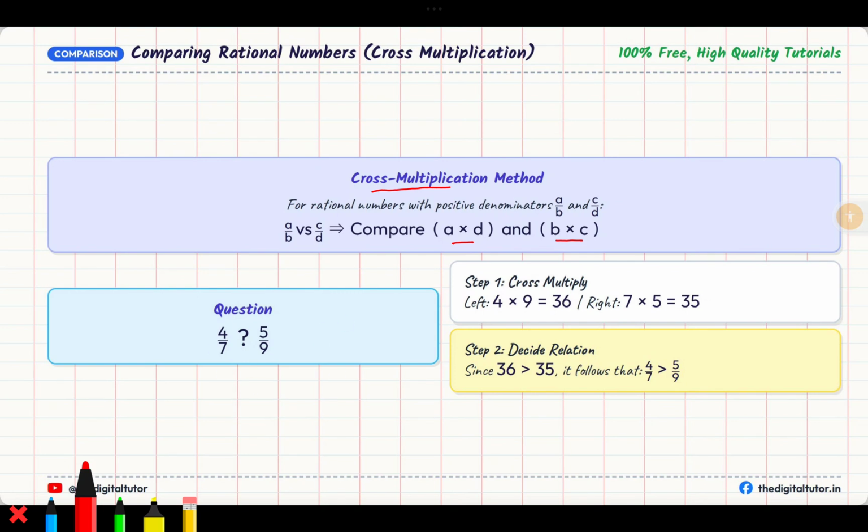So here we have an example. Whether 4 by 7 is greater than, less than or equal to 5 by 9. First we'll cross multiply. So 4 into 9 gives me 36, and 5 into 7 gives me 35. So clearly 36 is greater than 35. So 4 by 7 will be greater than 5 by 9.